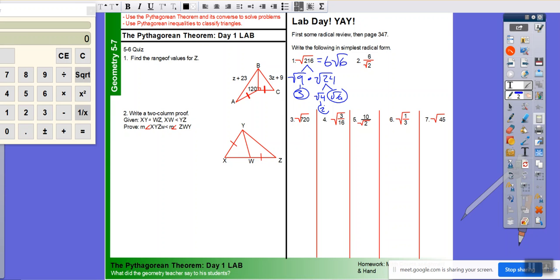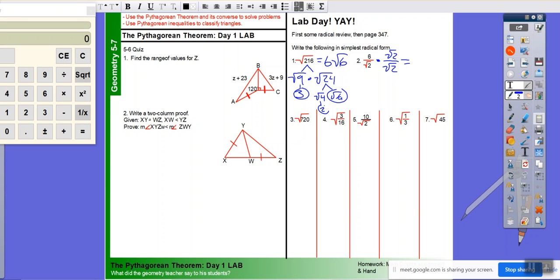Now, our question for number 2 is a little trickier because we have a square root in the denominator. And you're not allowed to have a square root in the denominator. That's not proper. And we care about proper. So, what could I multiply the numerator and the denominator by that would get rid of that square root in the denominator? Square root. So we're going to multiply by 1 in the form of square root of 2 over square root of 2.